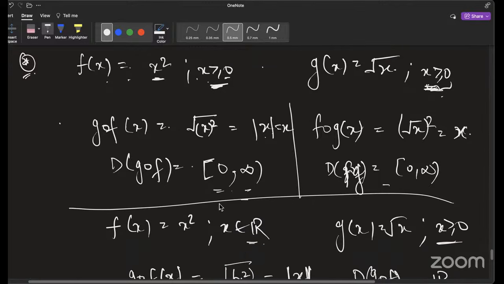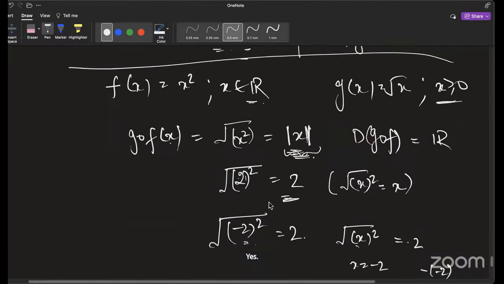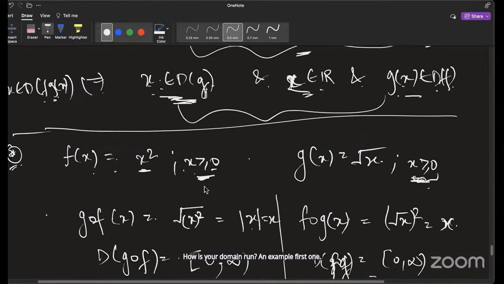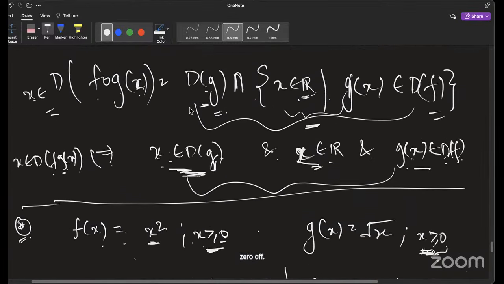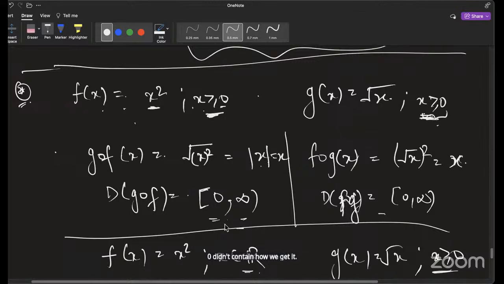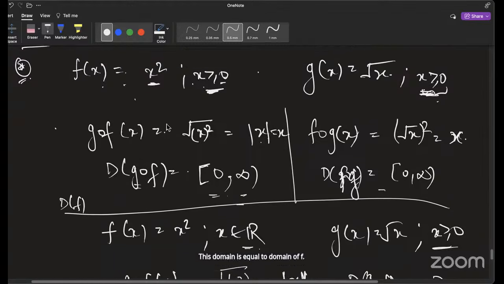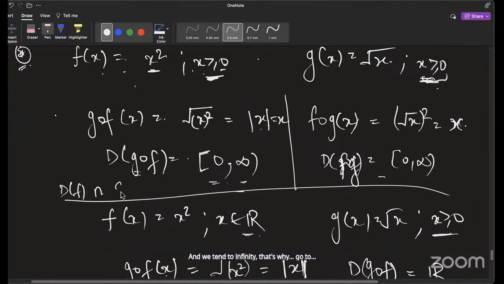Ma'am, can you repeat the domain? Which one, this one or the previous one? Yes, 0 to infinity, how do we get it? Because x is greater than 0, so the lower limit is 0, and we go to infinity. That's why the domain is equal to the domain of f. What is the domain of f here? 0 to infinity. Real numbers. Is it fine? Okay.